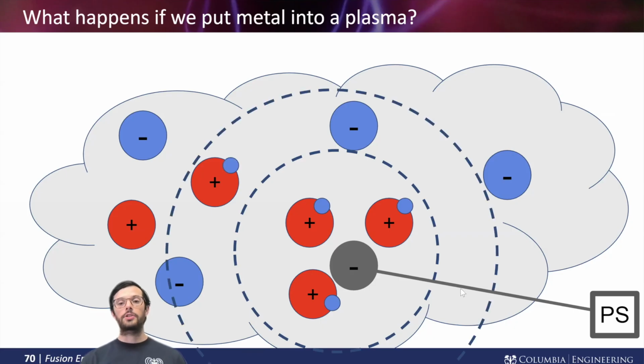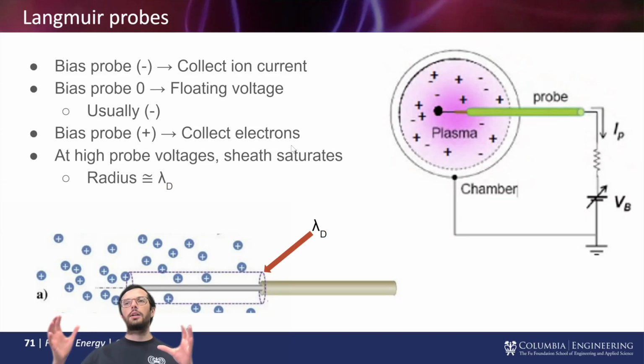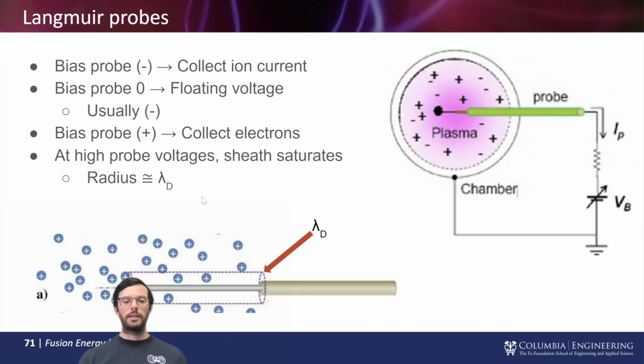So if we increased our potential, that sheath would get bigger. And so then we're going to attract more, in this case, because it's electron, more ions and push away more electrons in this bigger area. Okay, a little more about Langmuir probes. So yeah, we bias the probe negative. We can collect ion current, so we're getting ions interacting with it. And then at high probe voltages, the sheath eventually saturates. So if you keep increasing the voltage, eventually the plasma will settle on one sheath and it won't get any bigger than that. This is an example of a sheath of a rod.